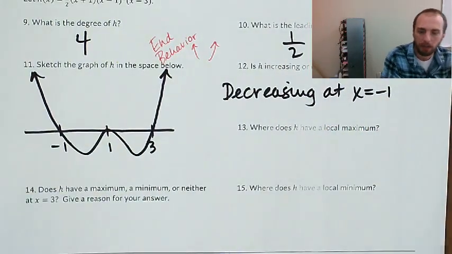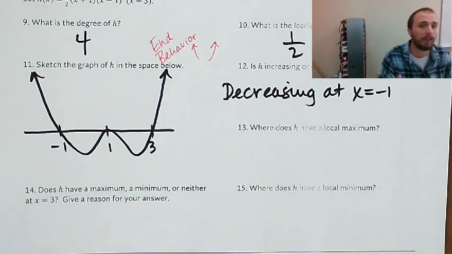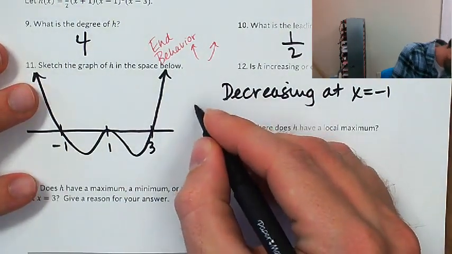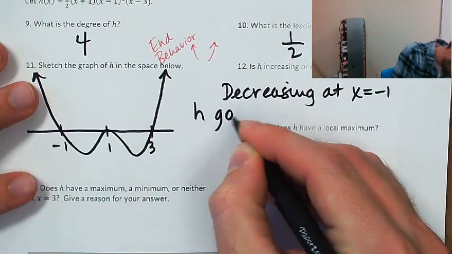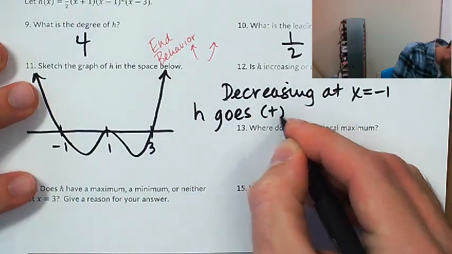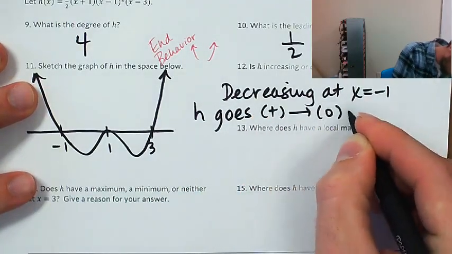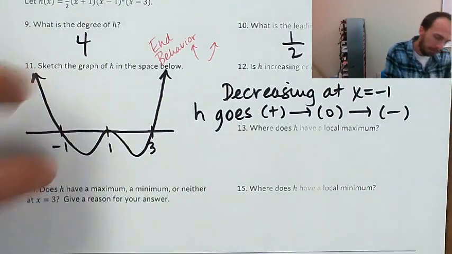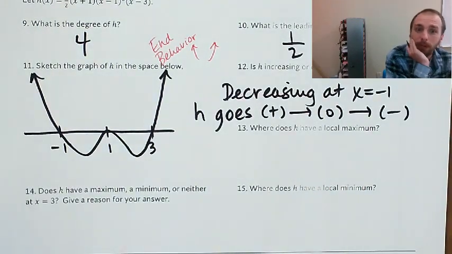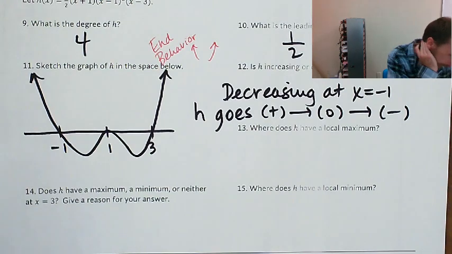I'm probably not going to ask you this on the quiz and test, but if you were asked to give a reason for your answer, I think the best answer would be because h goes from positive to 0 to negative. And that's positive to 0 to negative, that's decreasing.